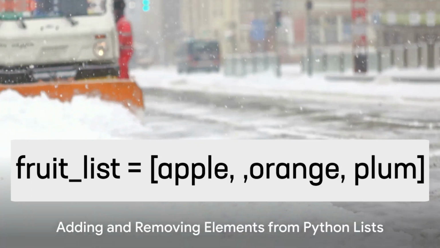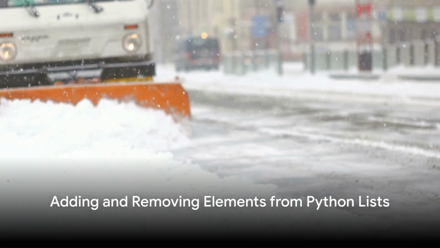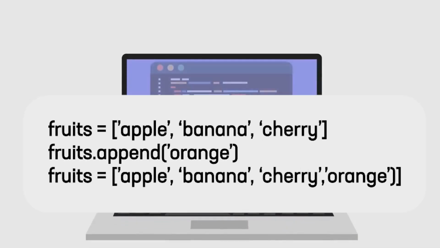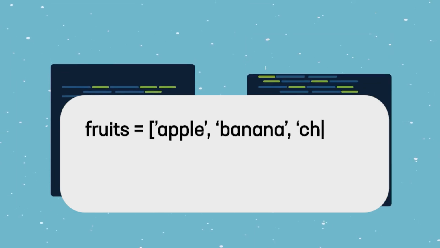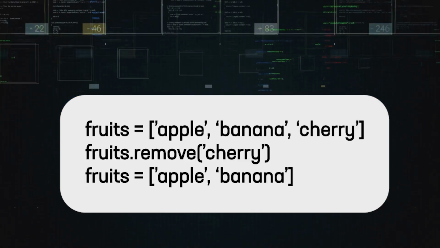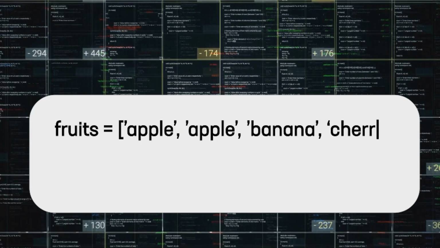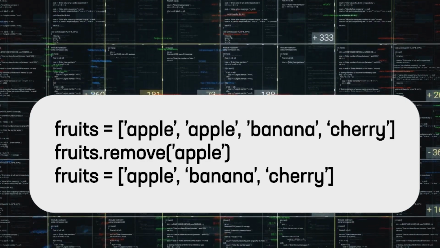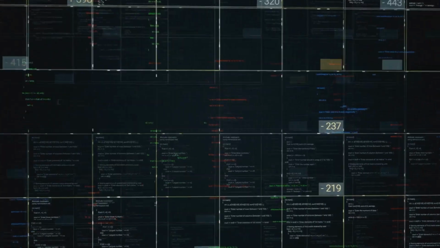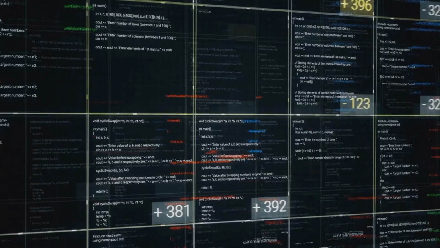Adding and removing elements from a list is a breeze with Python. To add an item, use the append method. To remove an item, use the remove method. But beware of the common pitfall here. The remove method eliminates the first occurrence of the specified value, not a specific index.